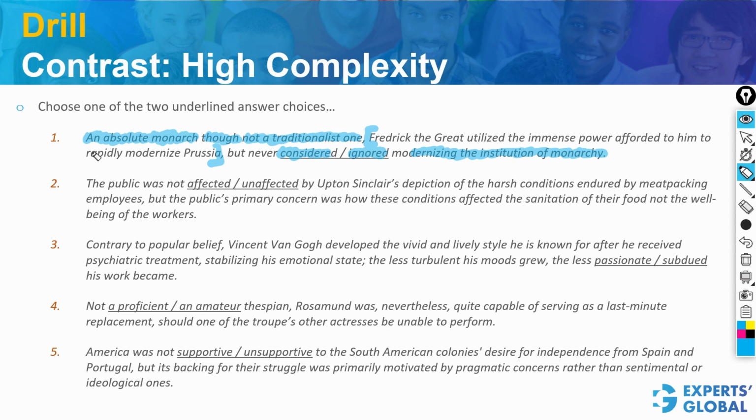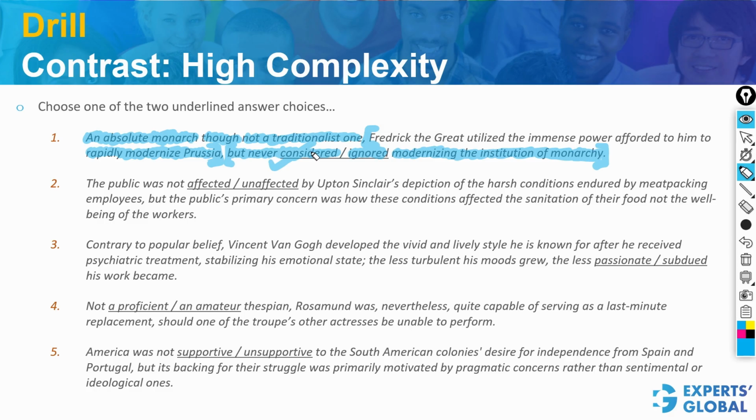In that, he worked towards rapidly modernizing his geography, but he never did something else. So this part of the sentence here explains the way in which he was different from the traditional monarchs, and the later part of the sentence shows a contrast. This starts with a but here. And therefore, this last part of the sentence needs to be in contrast to the previous part of the sentence. So he modernized his geography, but when it came to modernizing the institution of monarchy, he never considered it. That must be the intended meaning.